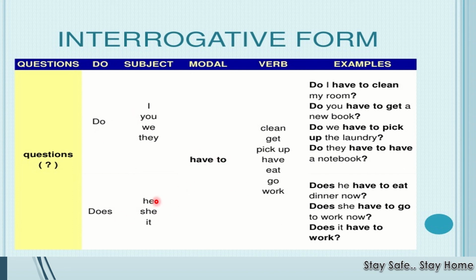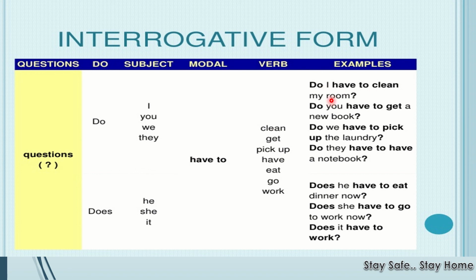And the same thing applies. If the subject is singular, he, she, it, I use does. If it's plural, I, we, you, they, we use do. Okay, guys? Have to is always there, and then you continue with the verb, and that's your sentence with the complement. You continue it as in the first example. Do I have to clean my room? You're asking, do I have to clean my room?